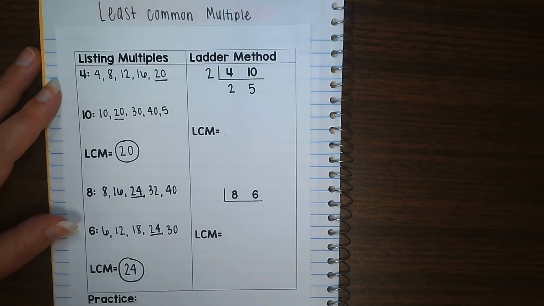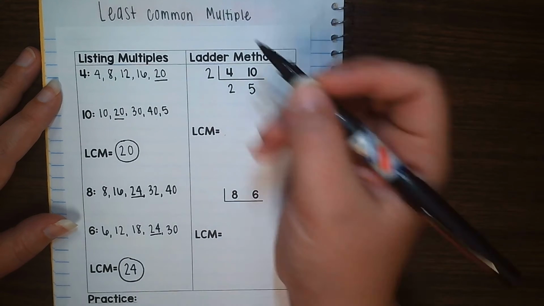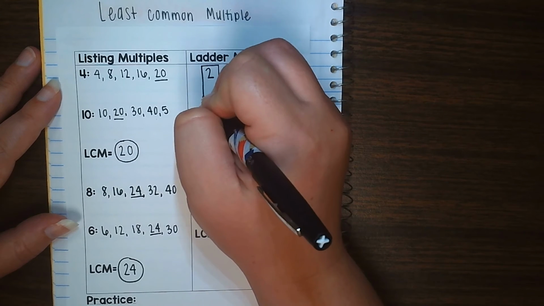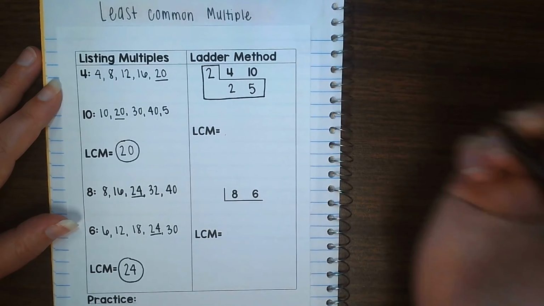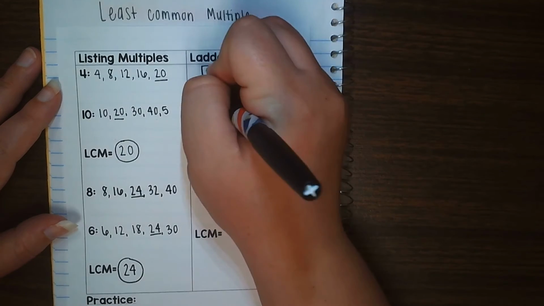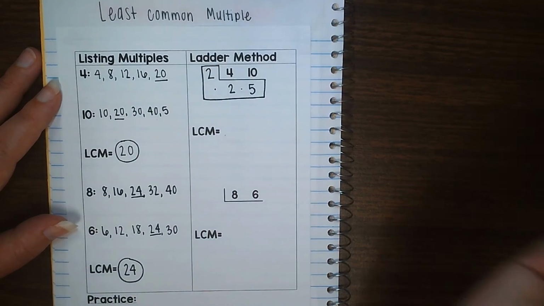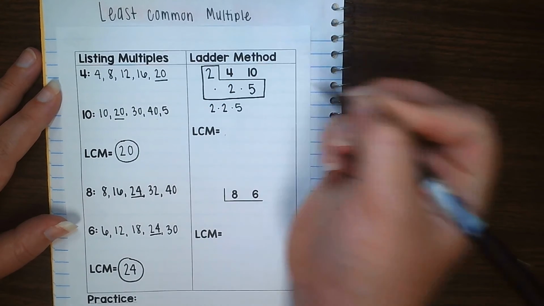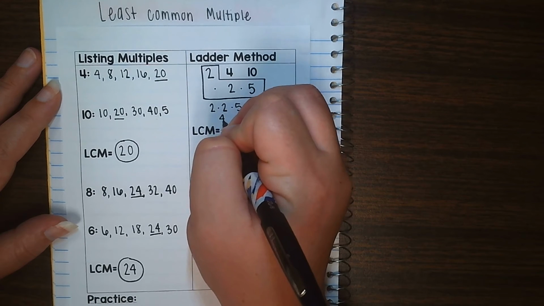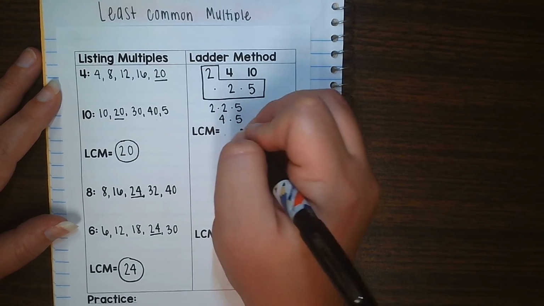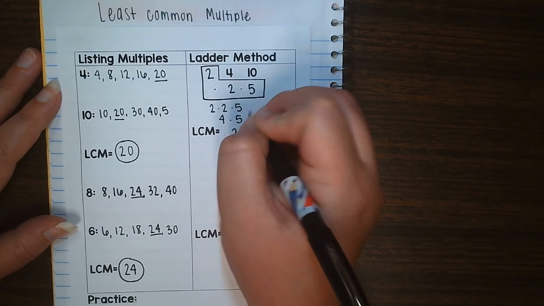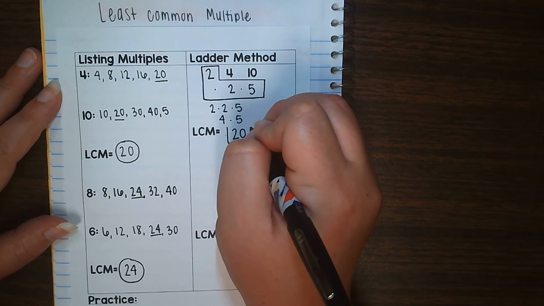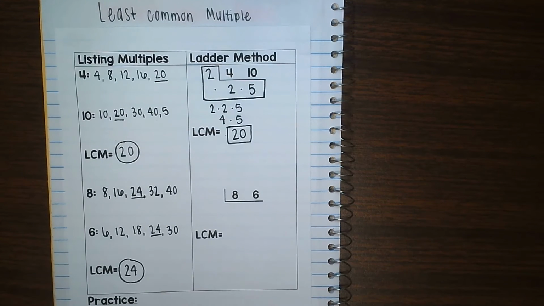Do 2 and 5 have any numbers in common other than 1? No. So what we do is we create an L, just like this, and we multiply everything inside of our L. So we would do 2 times 2 times 5, which would give us 4 times 5, which is 20. So our least common multiple is 20.